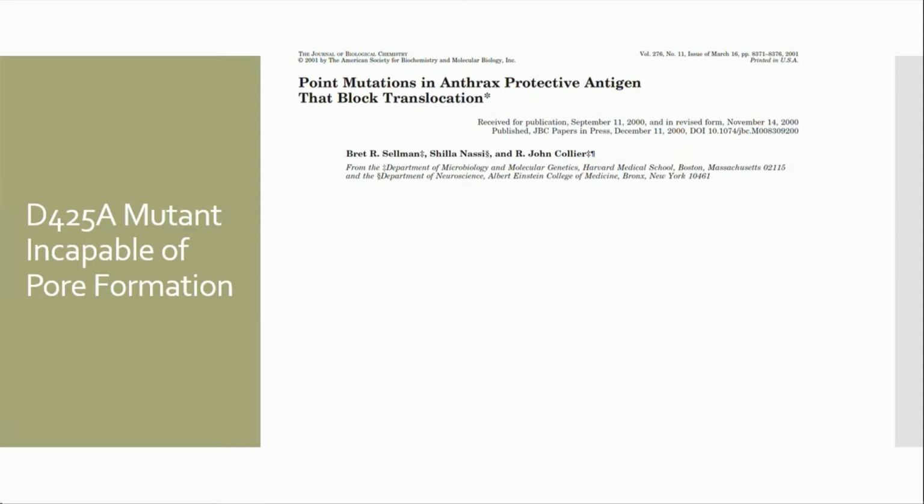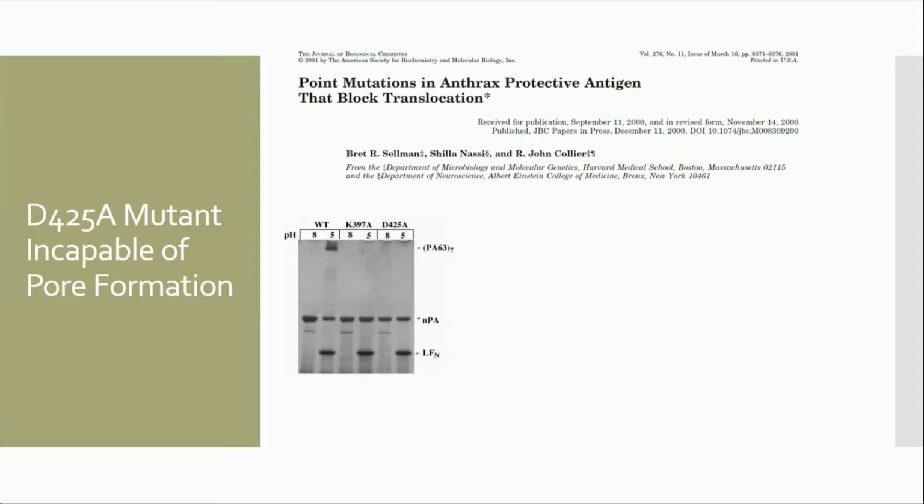Collier did research on this mutant, and he found that it was not capable of forming the pore. So I have here an SDS page. And what is important is that we have 3 proteins, and 2 of them are mutant proteins that have an alanine mutation. Under acidic conditions, you're able to form a pore. But here we have that the wild-type protein is capable of forming the pore in acidic conditions, but these 2 mutant proteins are not able to form the pore. So for this reason, we decided to use this mutant protein for our study.